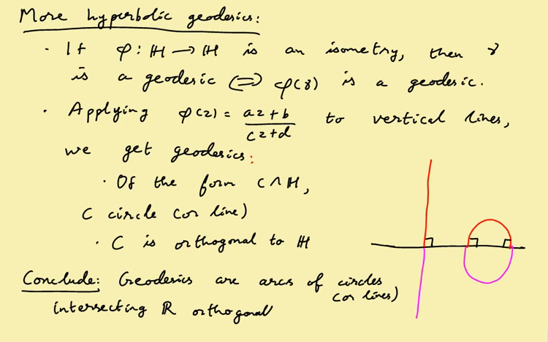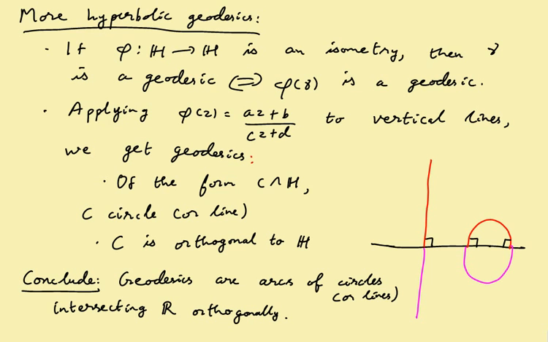A couple of points here. A line intersecting R orthogonally is of course exactly a vertical line. A circle intersecting R orthogonally actually has its center contained in R. For a certain reason, I'm not putting it that way, but it's useful to remember this, that you could think of these alternatively as vertical lines and semicircles with center being on R.